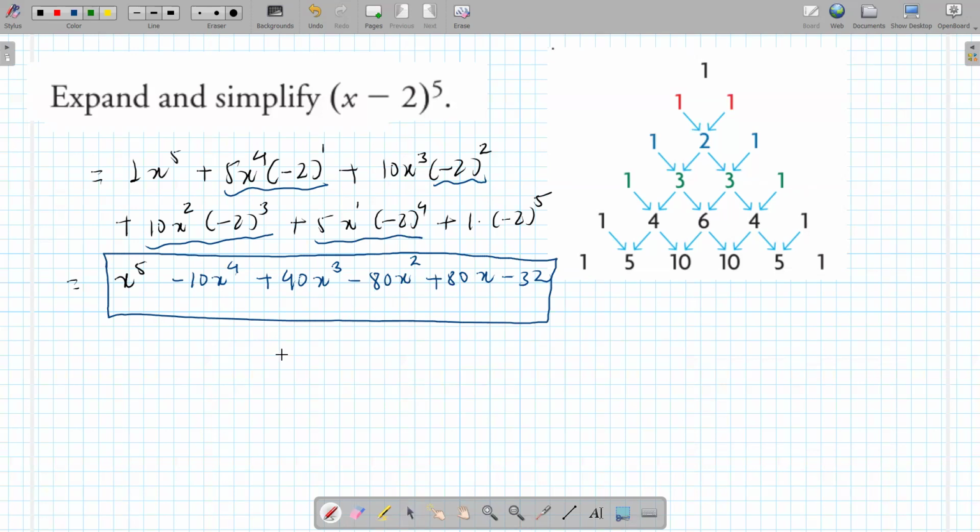As you can imagine, this is much easier than doing this 5 times. No one wants to be doing this, right? This is way more powerful, so don't FOIL this.